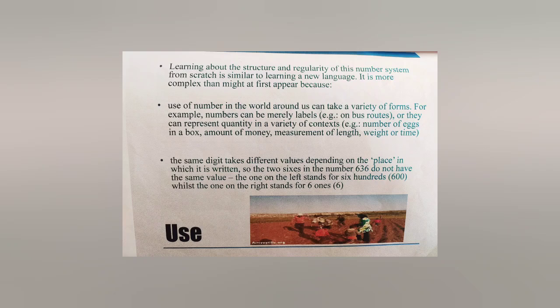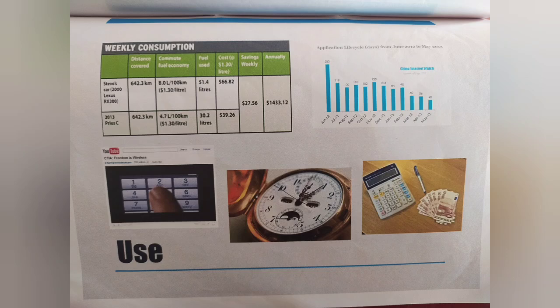Now comes the use of numbers. Use of numbers in the world around us can take a variety of forms. For example, numbers can be merely labels, such as on bus routes, or they can represent quantity in a variety of contexts, such as number of eggs in a box, amount of money, measurement of length, weight, or time. In writing a number, place value is very important.